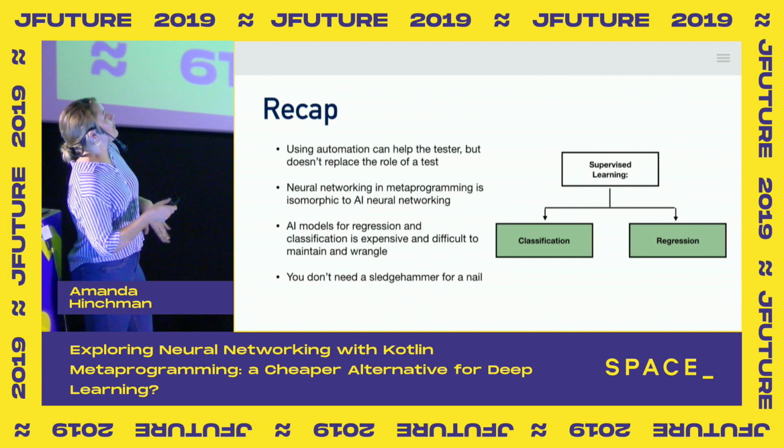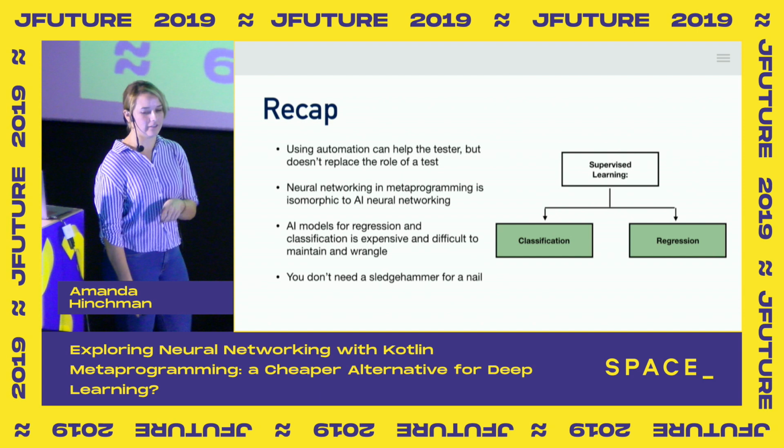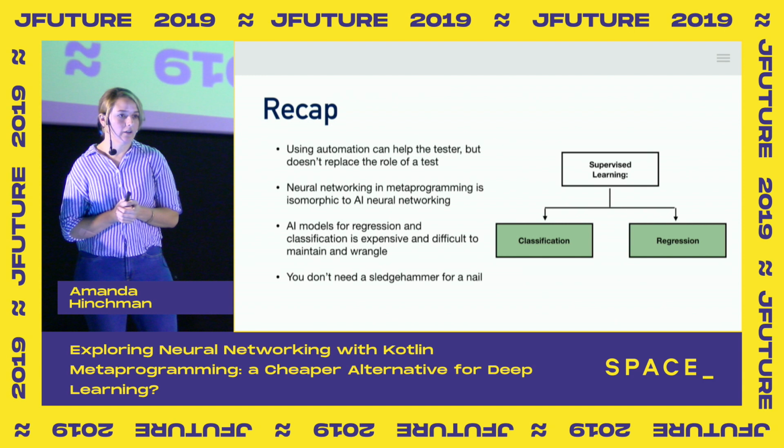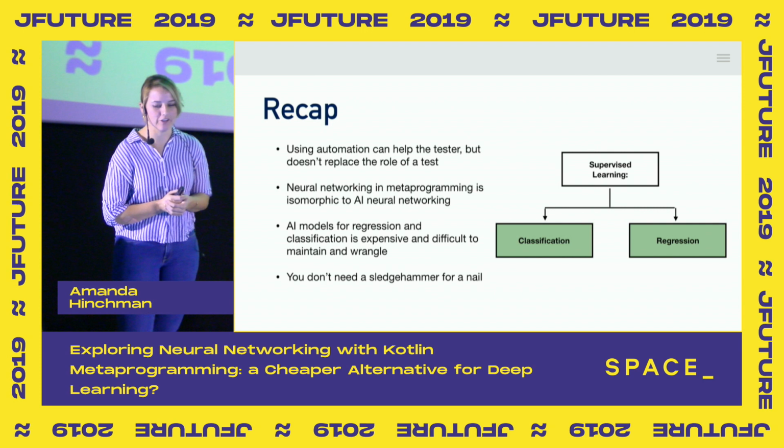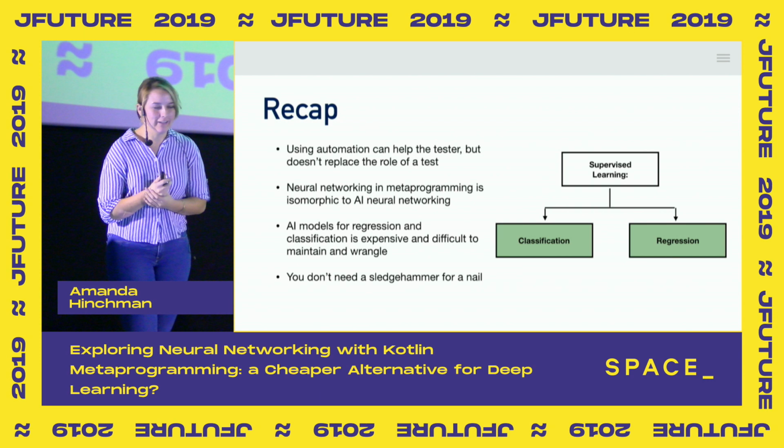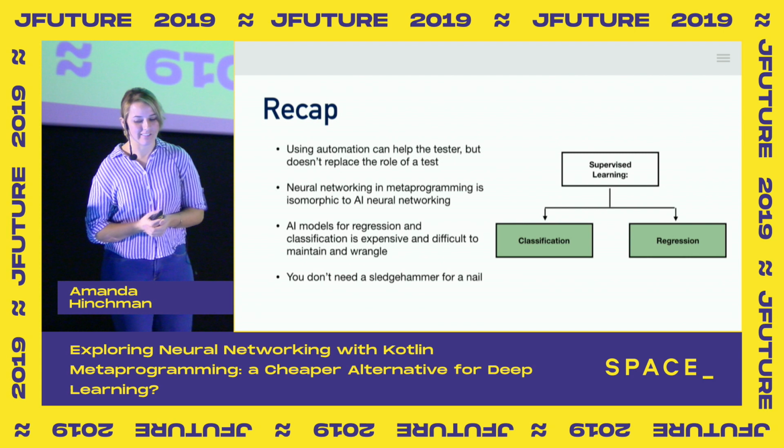Okay, recap. Using automation can help the tester, but it doesn't replace the role of the tester. Neural networking in metaprogramming is isomorphic to AI neural networking. AI models for regression and classification are incredibly expensive and difficult to maintain and wrangle. And I think really the whole lesson of this entire talk is you don't always need a sledgehammer for a nail. So, just some thought-provoking things.